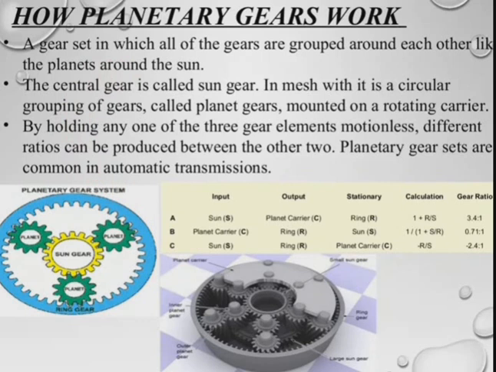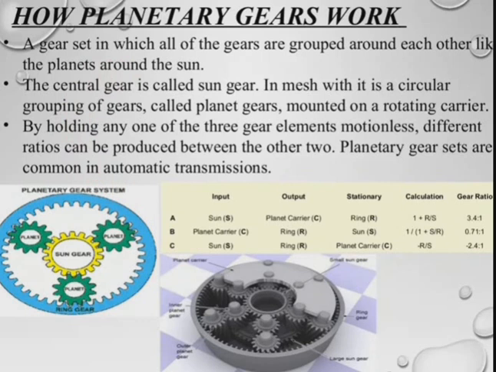The central gear is called the sun gear, which meshes with, and is surrounded by, some gears called the planet gears, and they are mounted on a rotating carrier. By holding one or more of the three gear elements motionless, different ratios can be produced. So the planetary gear sets are common in automatic transmissions.